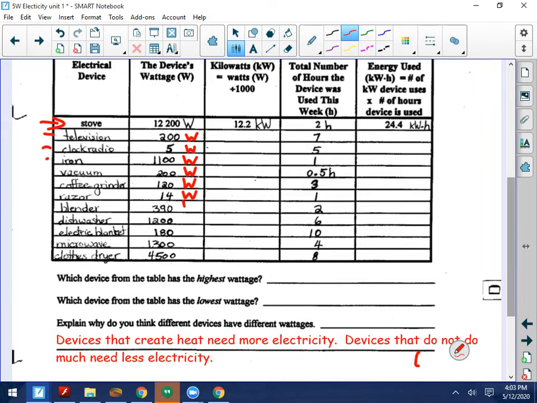A blender, 390 watts. A dishwasher, 1200 watts. An electrical blanket is 180 watts. A microwave oven is 1300 watts. And a clothes dryer is 4500 watts. You'll notice that devices that create heat need more electricity.